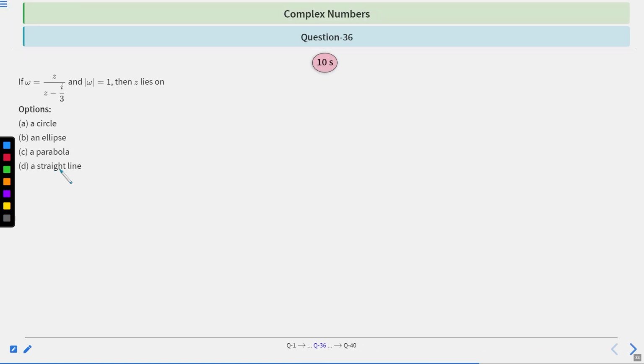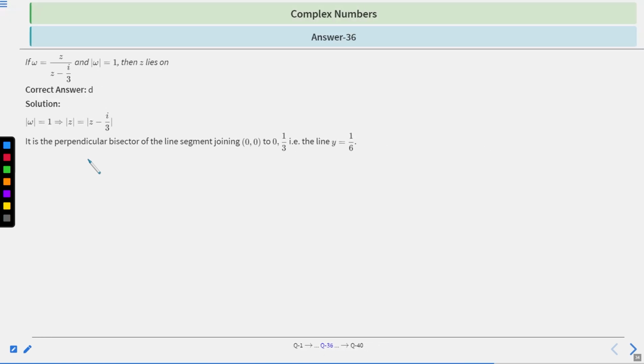If omega is equal to z upon z minus iota by 3 and mod of omega is equal to 1, then z lies on. So after 10 seconds, we will discuss the solution. Okay, let's move to the solution part.